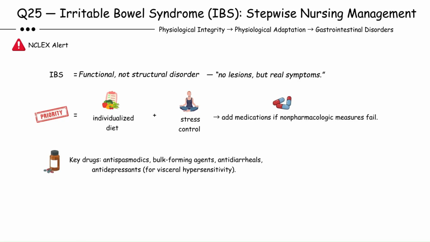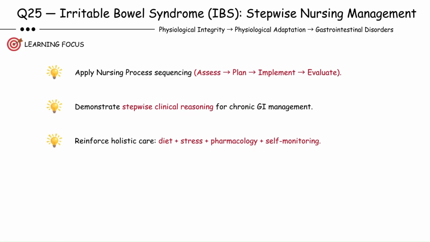Here's an NCLEX-style way to frame this. IBS is a functional disorder, meaning no structural damage, but very real symptoms. Your priority is to assess, adjust diet, manage stress, add meds if needed, reinforce self-management. If a question jumps straight to medications without assessment or lifestyle changes, that should raise a red flag in your mind. Key takeaway. For chronic conditions like IBS, the NCLEX wants to see stepwise, holistic thinking.